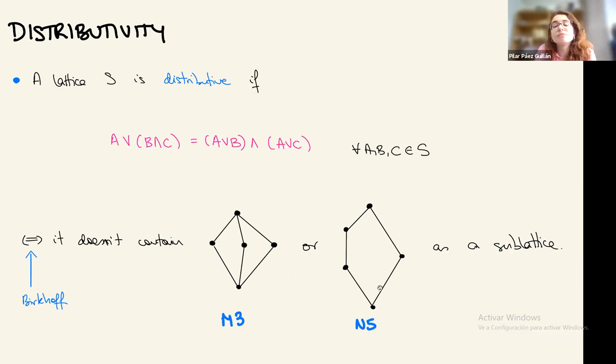So we are going to stick to this characterization mostly, and when I present you some examples, we are going to decide if they are distributive or not by studying the lattice and checking if it has these forms as a sublattice. I think we can really forget about the definition.